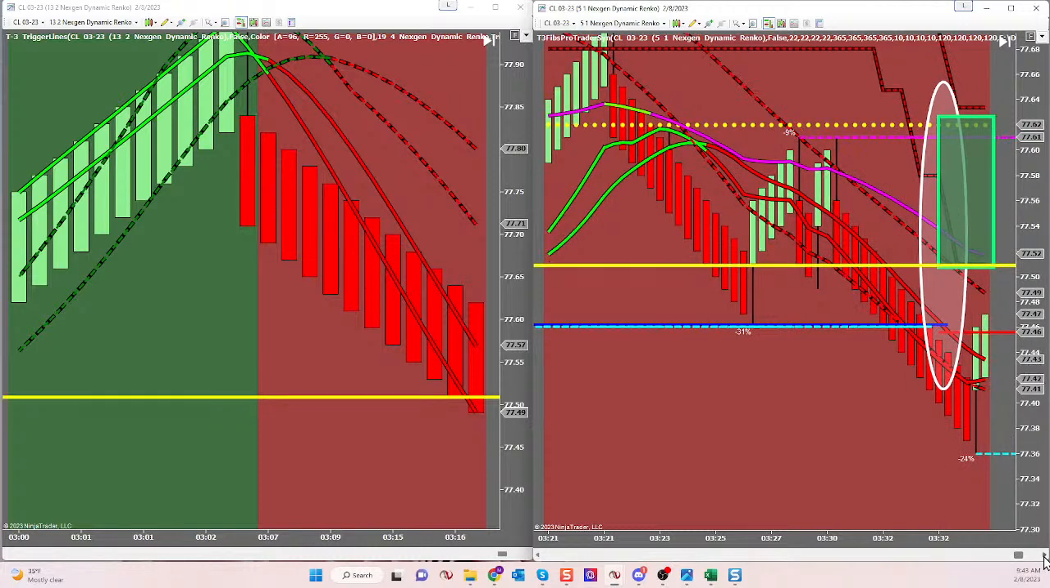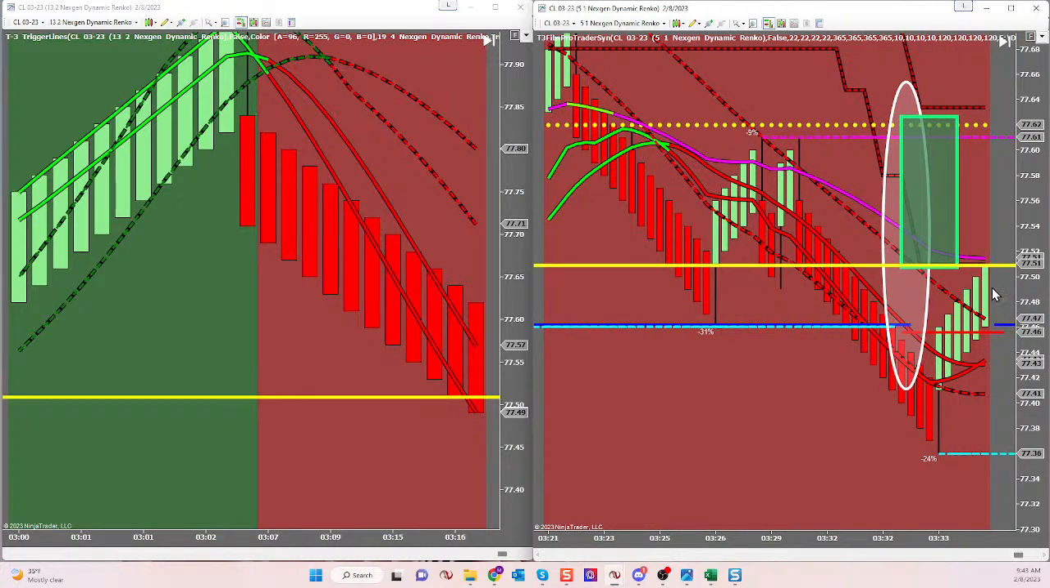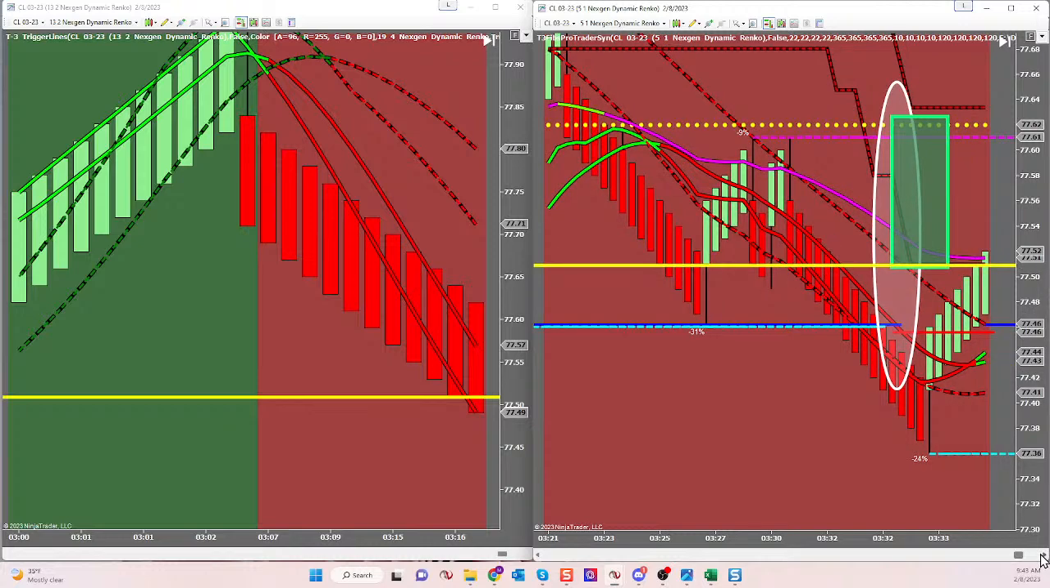The market comes up and it runs smack dab into an entry. And now we're in the market at 77.51 with the advantage of momentum, the advantage of no termination conditions, and the advantage of being patient enough to wait for the best of the best entry.